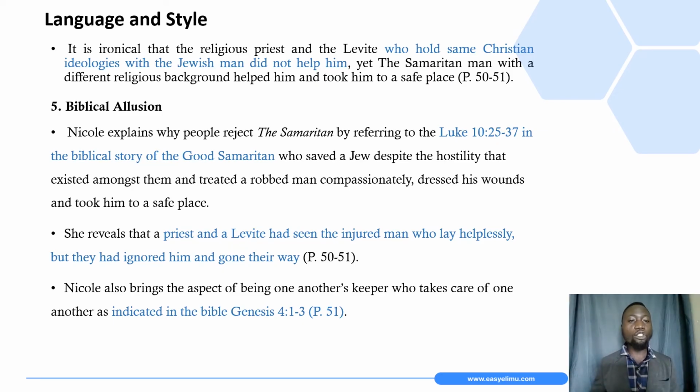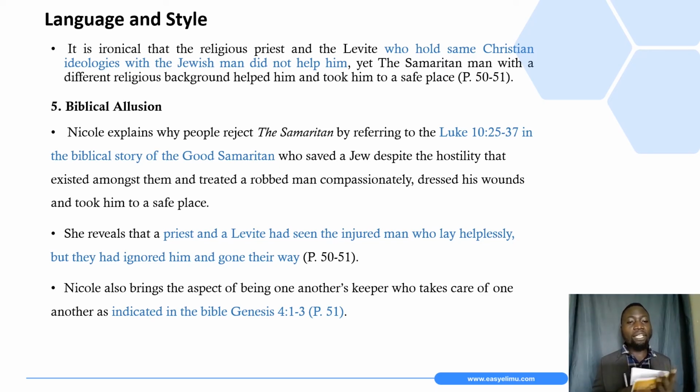So there is also biblical allusion, that is Nicole uses the parable of the Samaritan, by referring to the Luke chapter 10, verse 25 to 39 in the biblical story. So ensure that you also find that chapter. Go read that chapter and find out if the story truly matches what we are told in this scene.